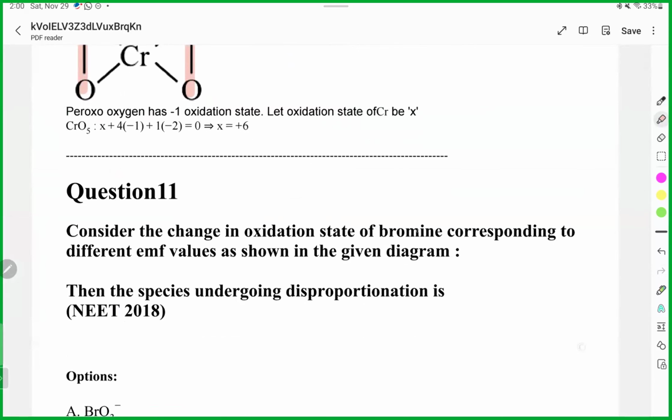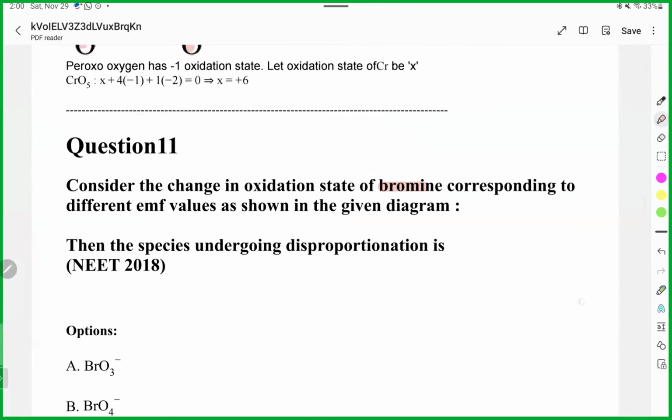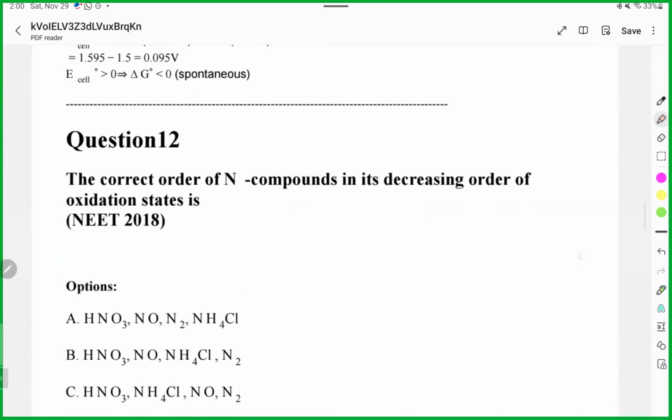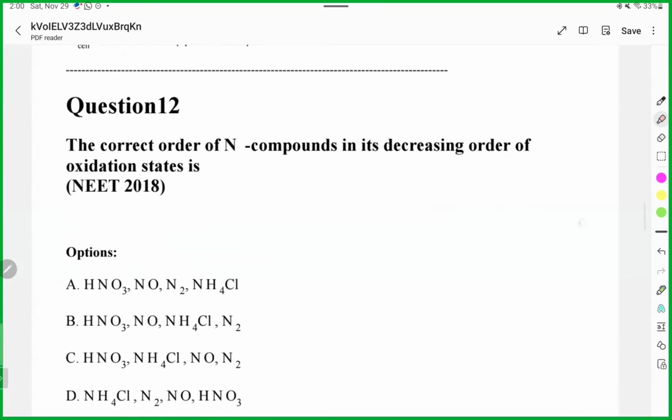And the change in the oxidation number of bromine in the corresponding reaction. This question is not available. Calculate this, guys.